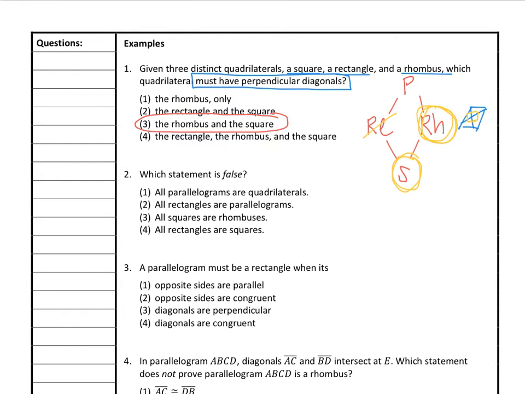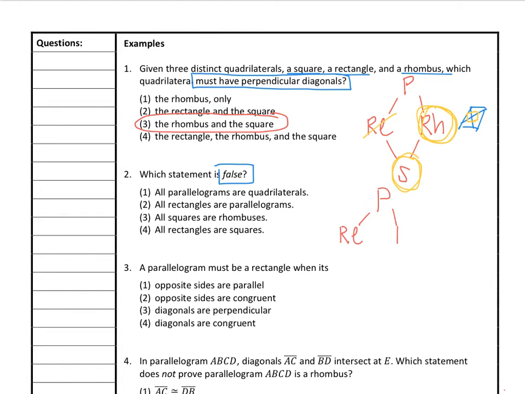Okay, let's look at this one. Which statement is false? All parallelograms are quadrilaterals, all rectangles are parallelograms, all squares are rhombuses, and all rectangles are squares. Whew, that's very confusing. So when in doubt, I'm going to draw again my little family tree here.